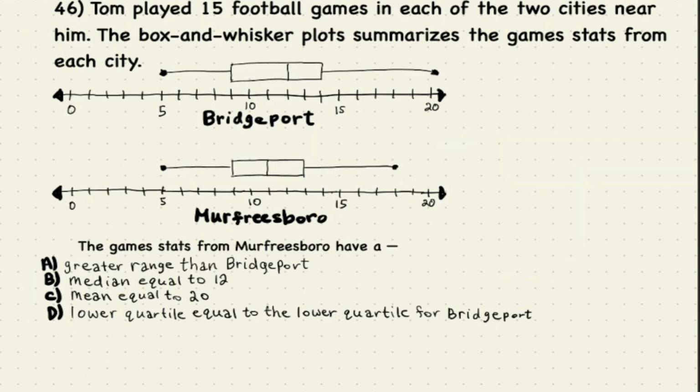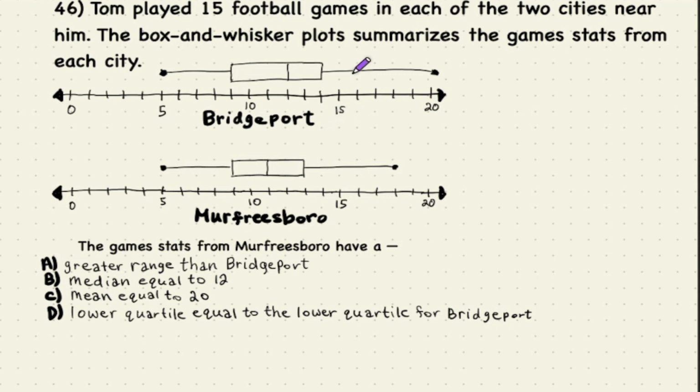Number 46. Tom played 15 football games in each of the 2 cities near him. The box and whisker plot summarizes the game stats from each city. So we have a box and whisker plot for Bridgeport and one for Murfreesboro. And then it says the game stats from Murfreesboro have a greater range than Bridgeport, median equal to 12, mean equal to 20, or lower quartile equal to the lower quartile for Bridgeport. So what can be said about Murfreesboro in relation to Bridgeport?